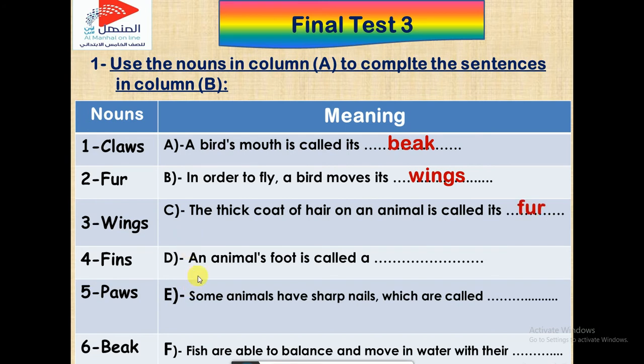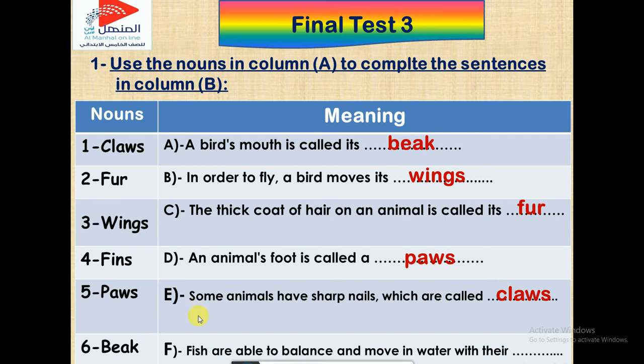Fur. All right. Number D. An animal's foot is called a paw. Excellent. Good job. Number E. Some animals have sharp nails. Like at the end of your fingers, you have nails. Also, animals have long curved nails, especially wild animals, to help them hunt their prey. So they're called claws. Good job.